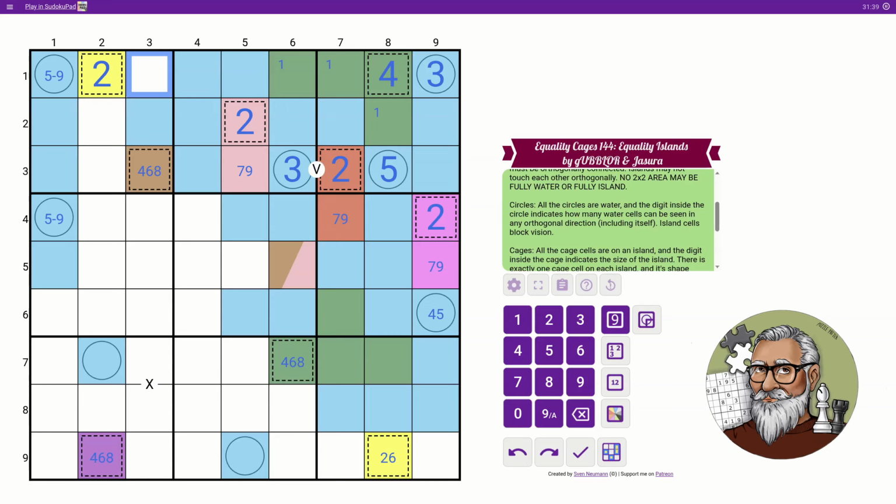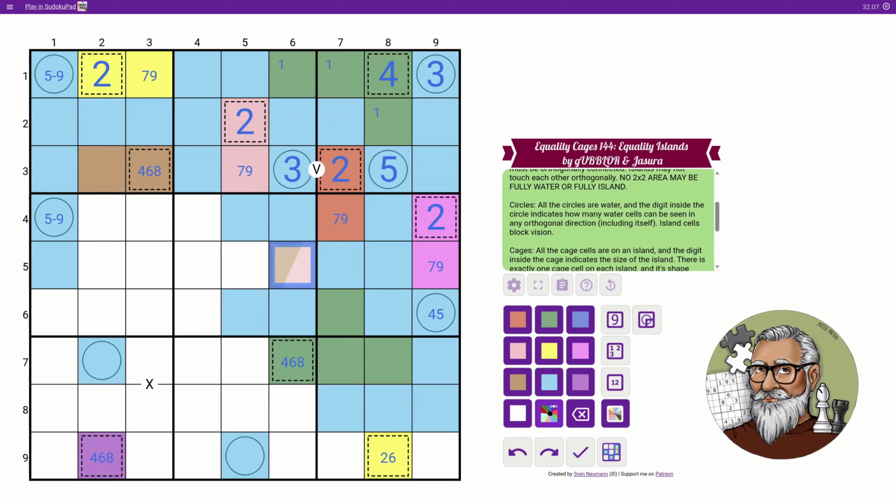Right, so that's 7, 9. Now I know that this one has to be yellow then, for this 2 by 2 to abide by the rules. And this is 7, 9 again. Which means that this one isn't yellow, it's water. And this one would have to be brown. Okay, so far so good.